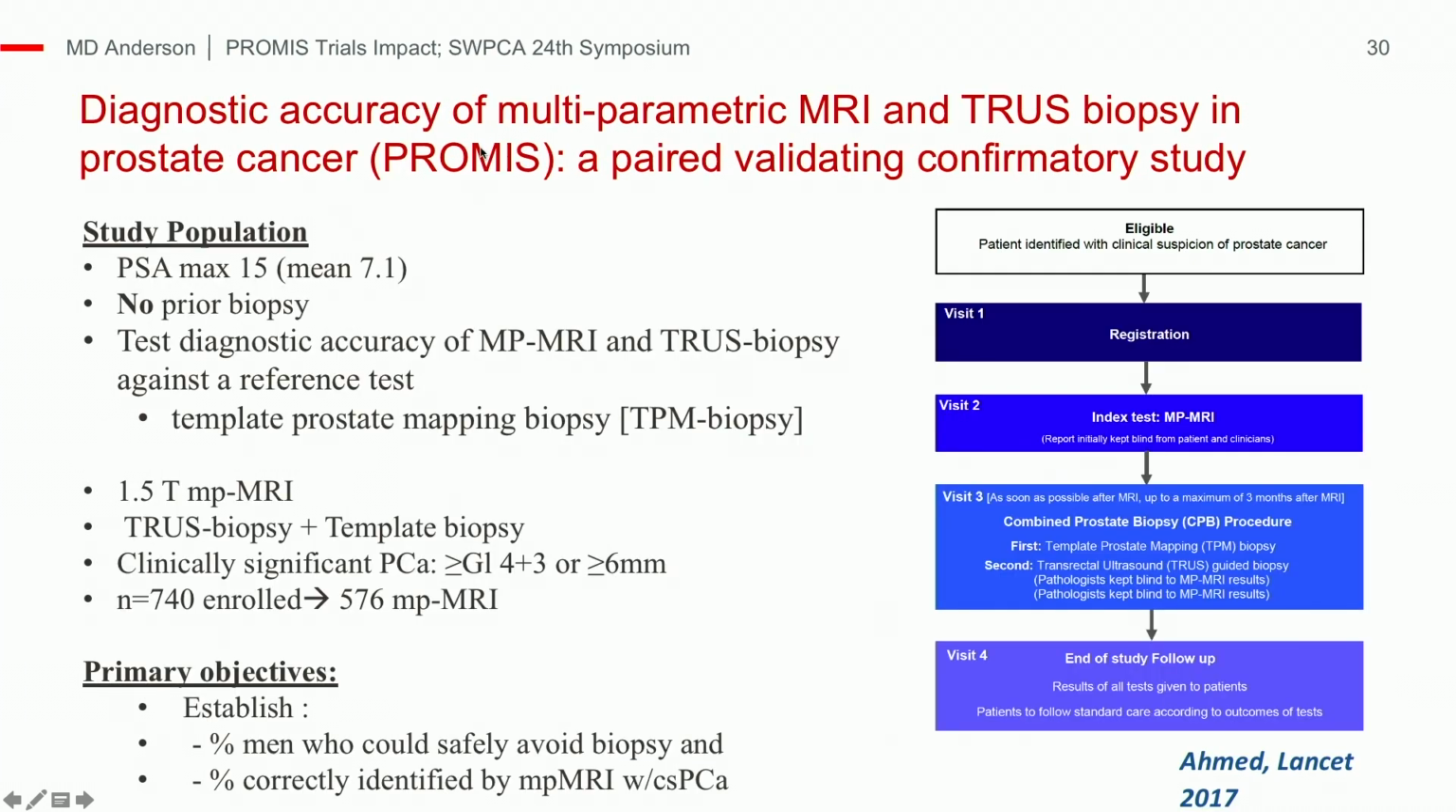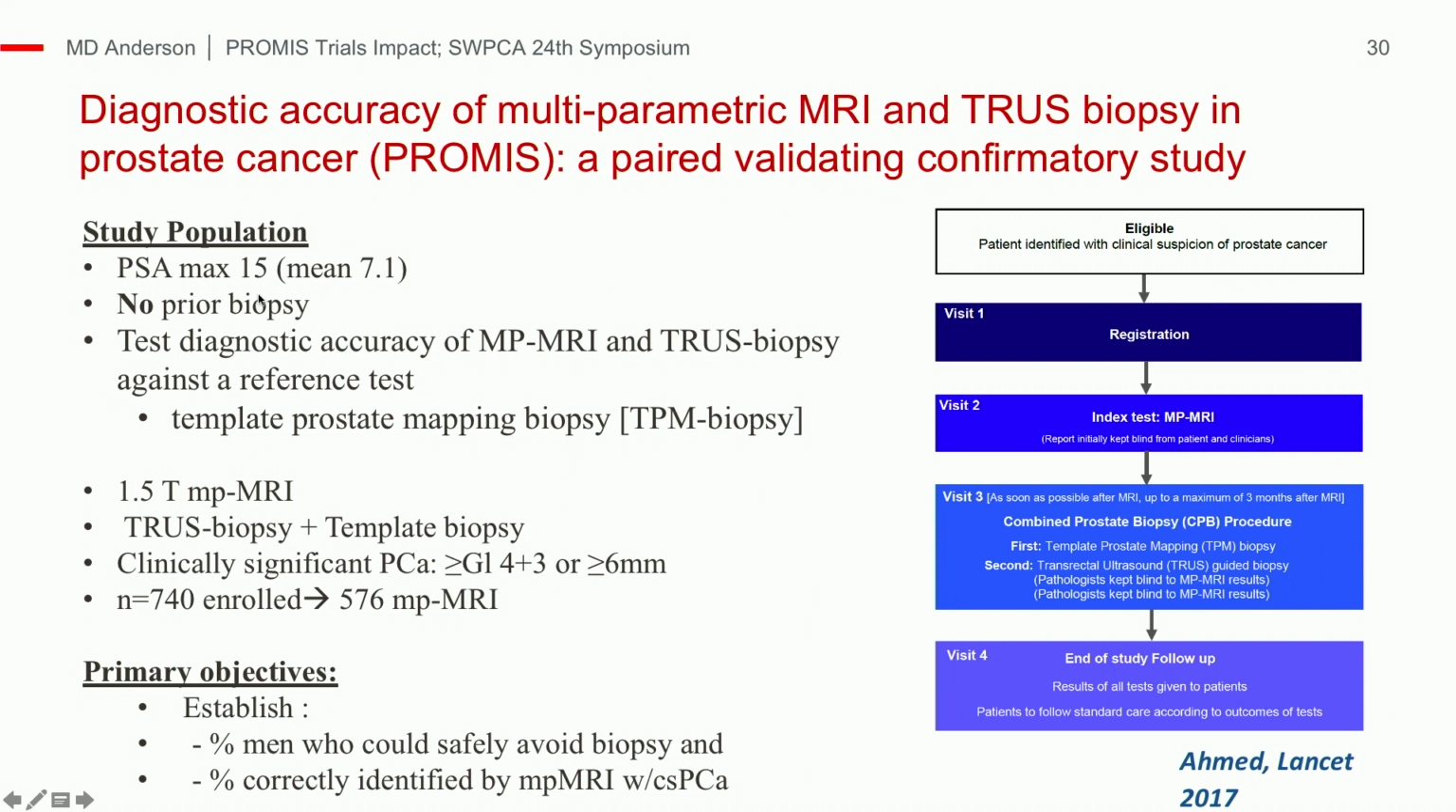The second trial is called the PROMIS trial, and it's a diagnostic accuracy of multiparametric MRI and trust biopsy in prostate cancer, a paired validating confirmatory study. This study was a little different than the prior study in that all of these patients had never had a biopsy before. They were all prostate biopsy naive. So I'm getting back to that whole question of, you have the PSA screening going on, when do you biopsy and how do you do that initial biopsy, not the men who had previously had a biopsy. These men had no prostate biopsy.